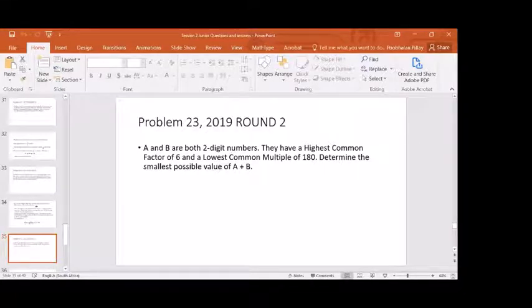So now, let's record that information. HCF of A and B. A and B represent 2-digit numbers. We don't know what the numbers are. Is 6. LCM of the same 2 numbers is 180.